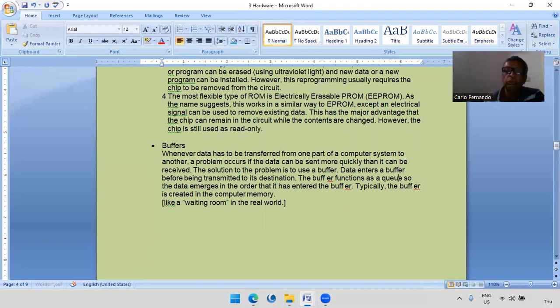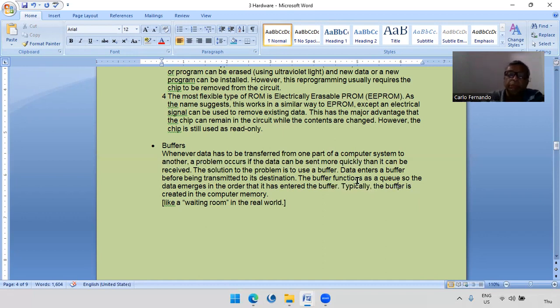So first it goes into a buffer, and only then will it go into the destination. The buffer functions as a queue, so the data emerges in the order that it entered the buffer. You keep it in a place, and like you may have seen in certain places when a lot of people are coming, you send only about 5. When the corona started, supermarkets allowed only 20 inside, depending on the size of the capacity. So you just keep them waiting.